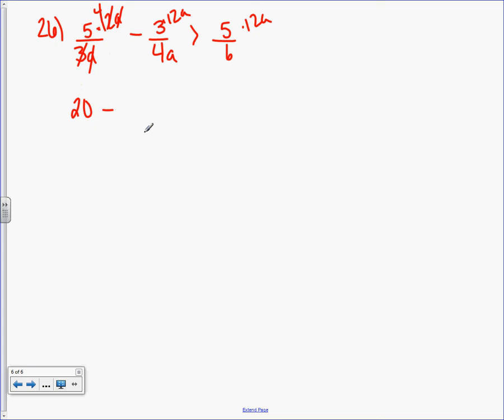Didn't the fraction disappear? Do you see what I'm saying? Okay. How many times does 4 go into 12? 3 times. The a's cancel, so I'm left with 9. Greater than, 6 goes into 12 2 times, so 10a. Do you see that if you basically find their common denominator and multiply by that, your fractions disappear?